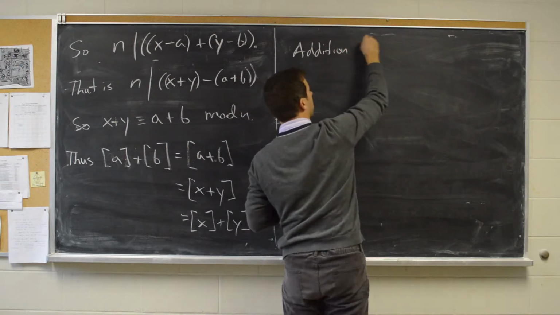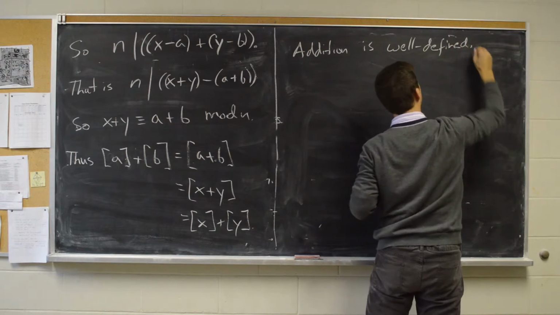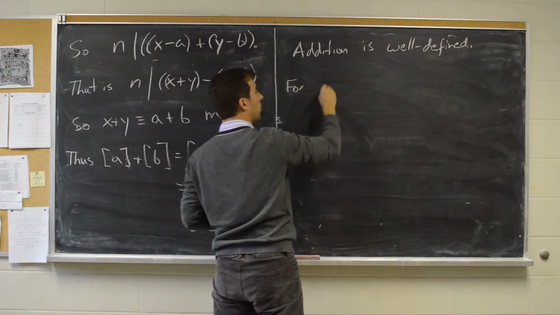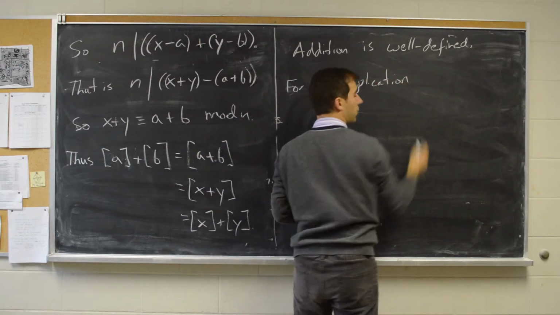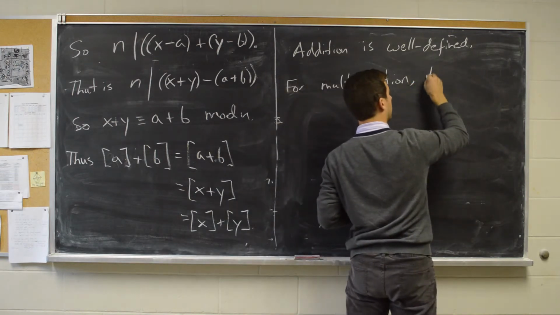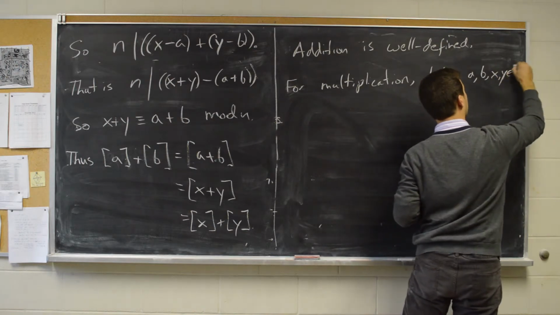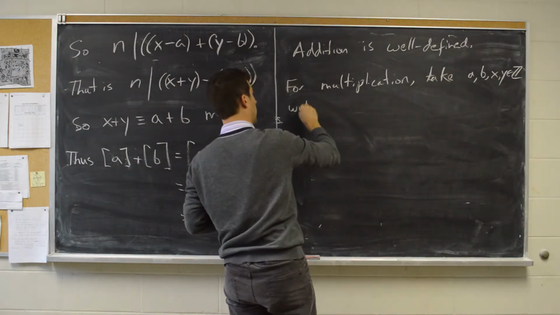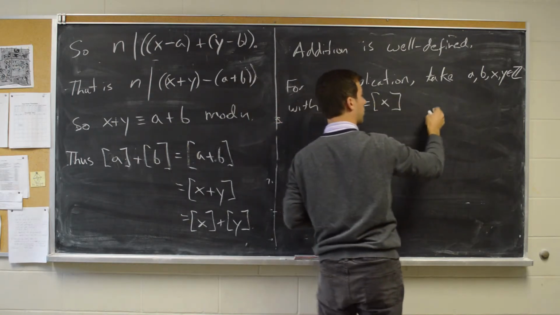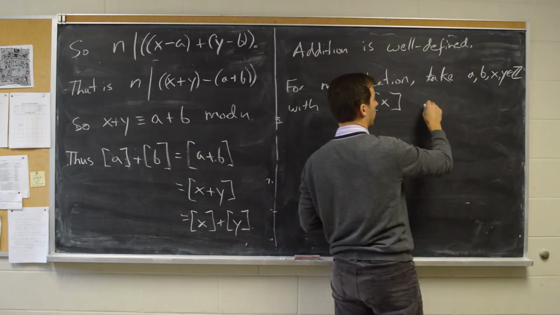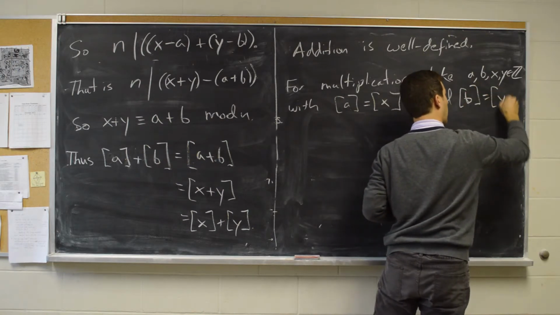So we've shown that addition is well defined. For multiplication, I want you to take the same setup. So I'm going to take a, b, x, y, all integers, with a and x being the same representatives for the same equivalence class, and likewise with b and y.